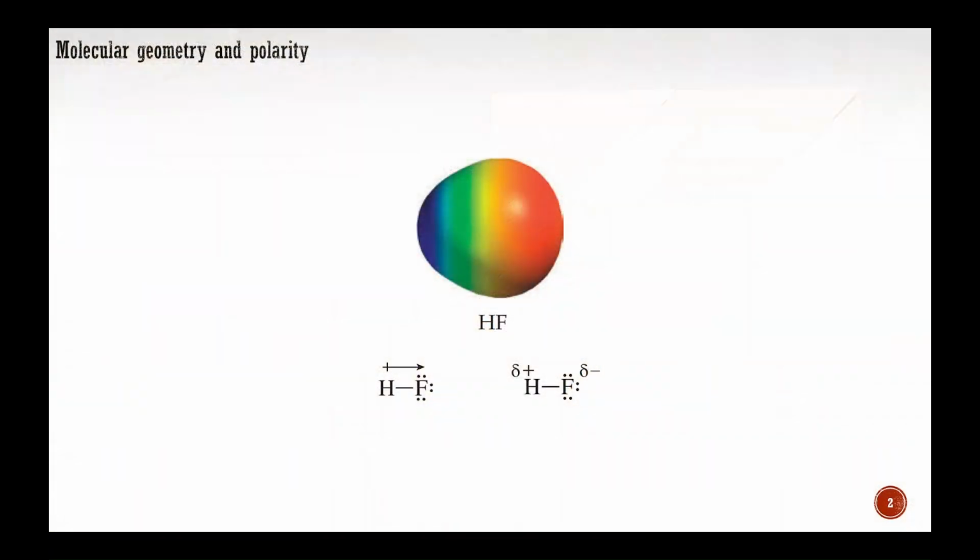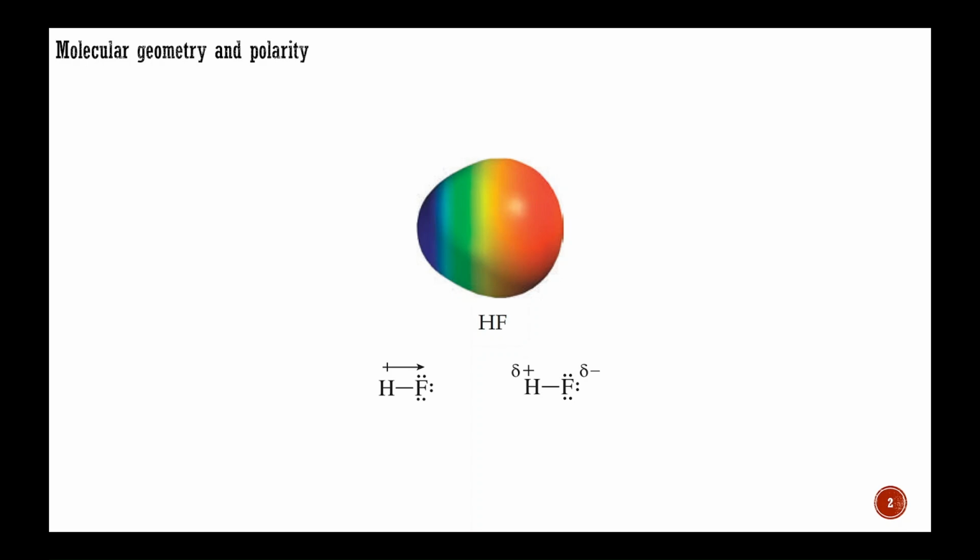I hope you remember from the previous lecture that a bond between two atoms with different electronegativities is polar, and a diatomic molecule containing a polar bond is a polar molecule. Electrons in a polar covalent bond spend more time around the more electronegative element. This can be represented either by a vector showing the direction of the molecule's dipole moment or by delta plus and delta minus symbols indicating the distribution of bonding electrons.